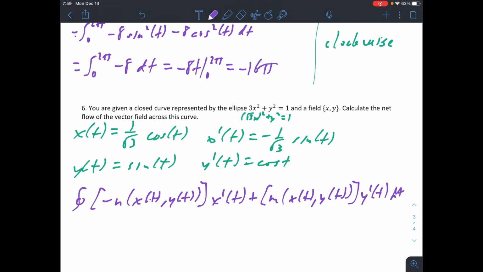Okay, and then we're going to do our integral from 0 to 2 pi. Okay, and then we're just going to fill in those blanks. So negative n of x of t, y of t. Remember, n is just y up there. So that's just negative sine of t.